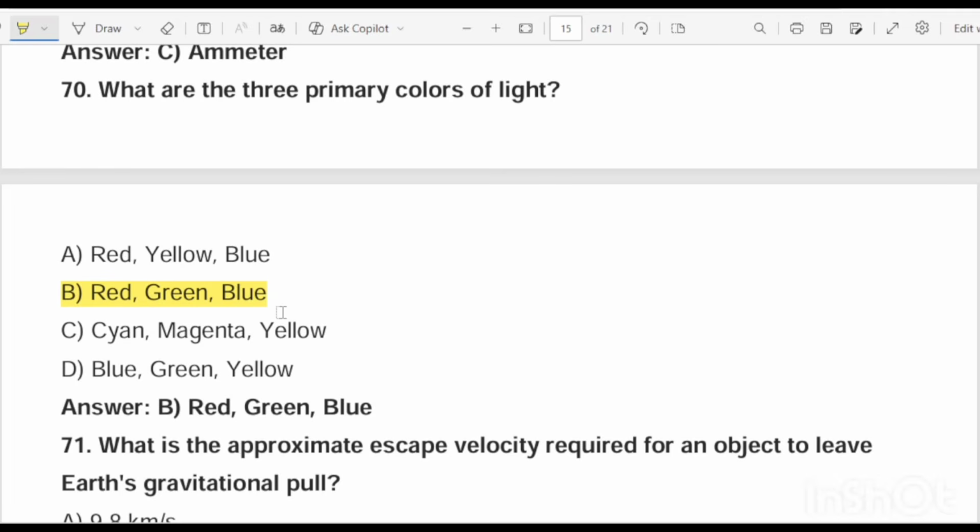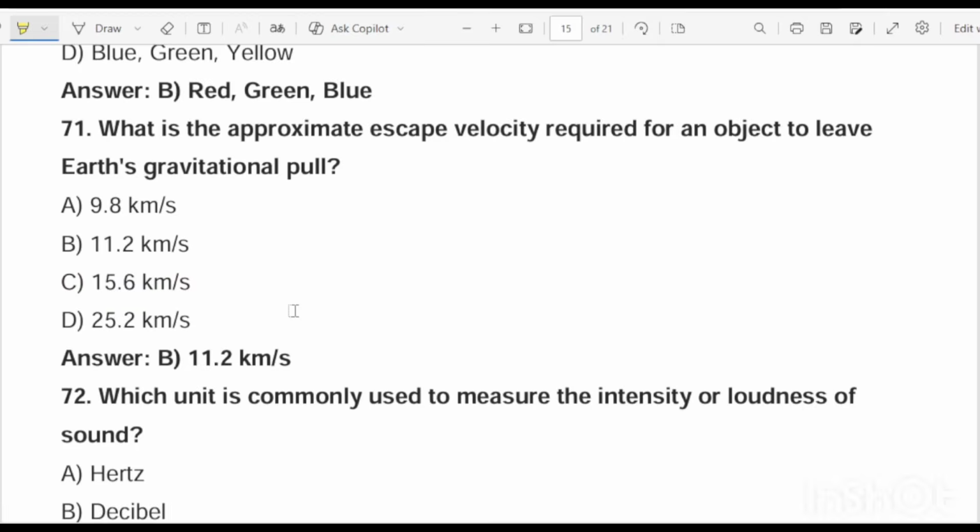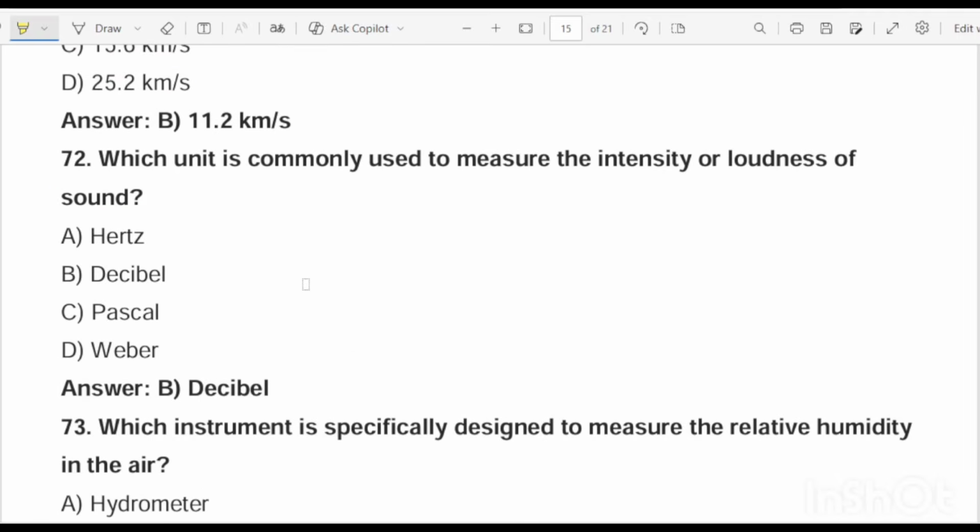Red, green, blue. Next question. What is the approximate escape velocity required for an object to leave Earth's gravitational pull? Correct option. Option B, 11.2 kilometers per second. Option B is the correct answer.